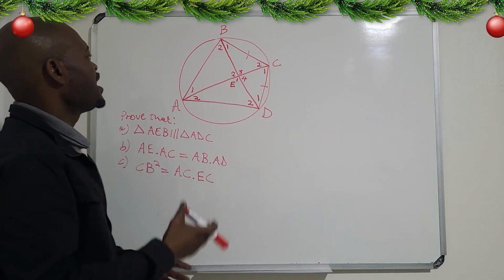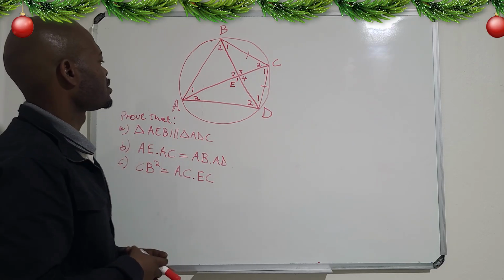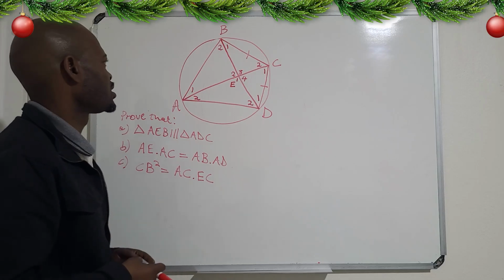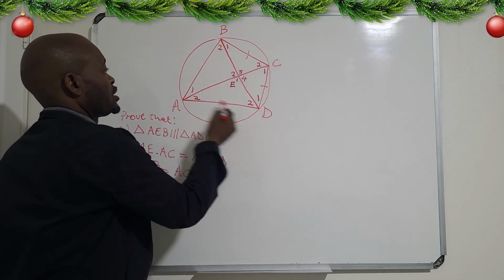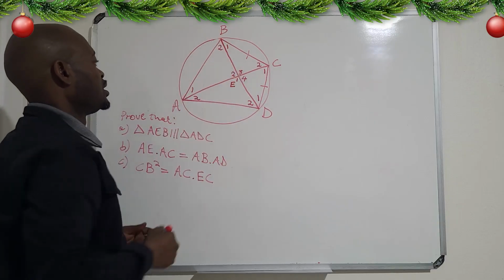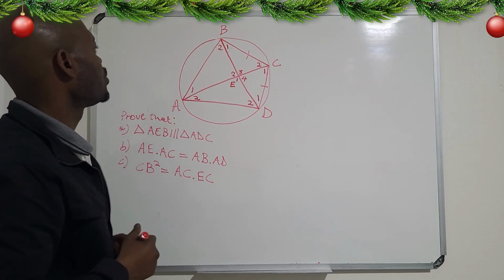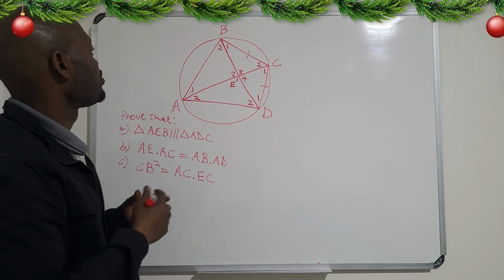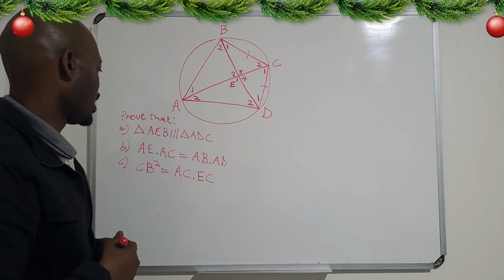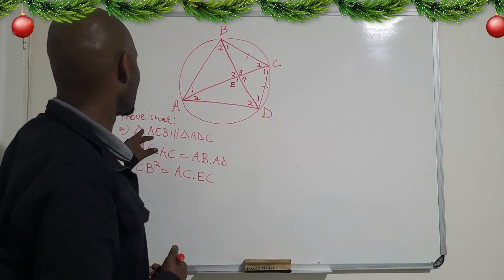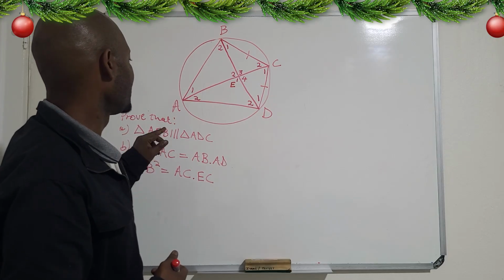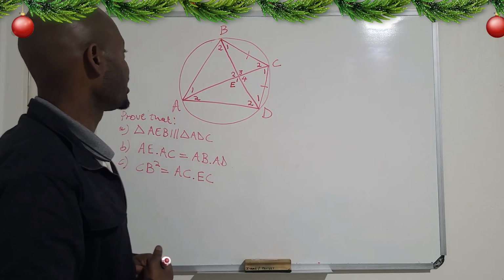Now, the first thing that I think of is equiangular triangles. I can solve this by showing that the two triangles are equiangular. And by equiangular, we know that the corresponding angles are equal. Now, let's prove that triangle AEB is similar to triangle ADC.